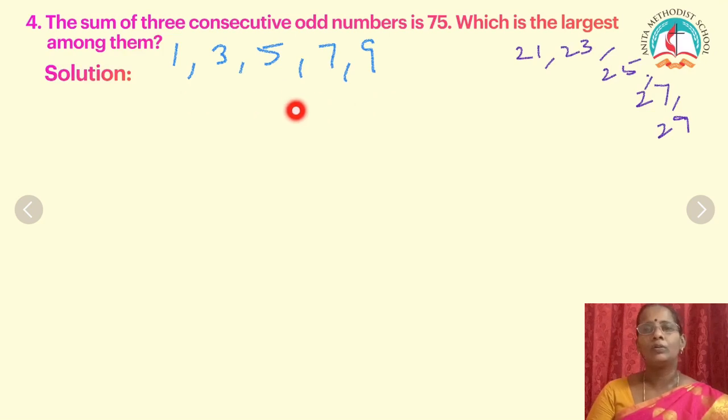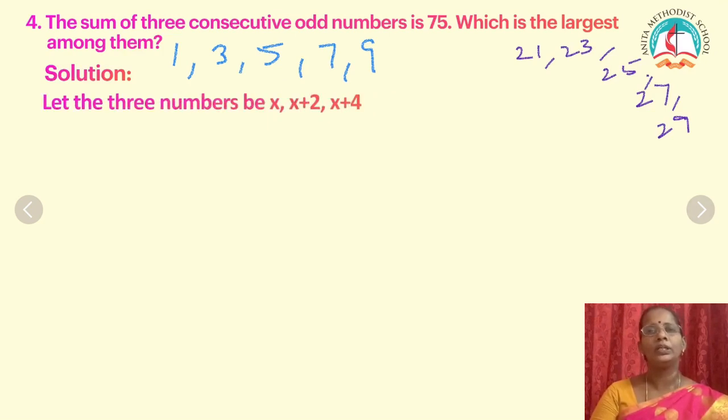And here you have to assume 3 numbers. So how will the 3 numbers be? x, x plus 2 and x plus 4. Each number is increased by 2 because they are odd numbers: 21 plus 2 is 23, 23 plus 2 is 25, 25 plus 2 is 27. So each number is increased by 2. Therefore, because we don't know the first number, I am assuming the numbers as x, x plus 2 and x plus 4.